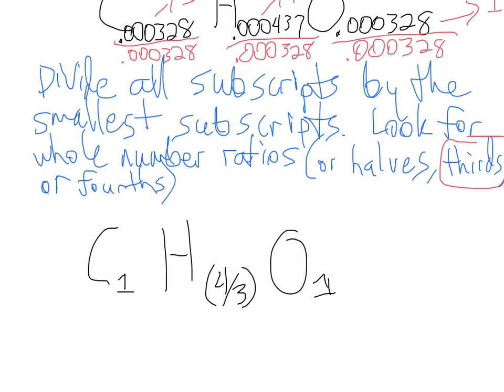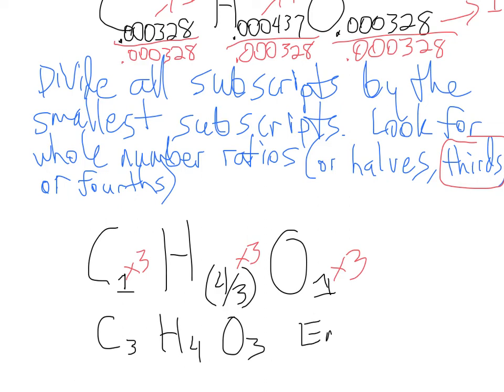Lastly, if you have an improper fraction in your formula, as we have here, 4/3 is an improper fraction, multiply the subscripts so that you get rid of the fraction. So if I multiply all of these subscripts by 3, it still maintains the molar ratio, but I get whole number subscripts now. The ratio of 1 to 4/3 to 1 is the same as the ratio of moles found in 3 to 4 to 3. This is your empirical formula for the compound.